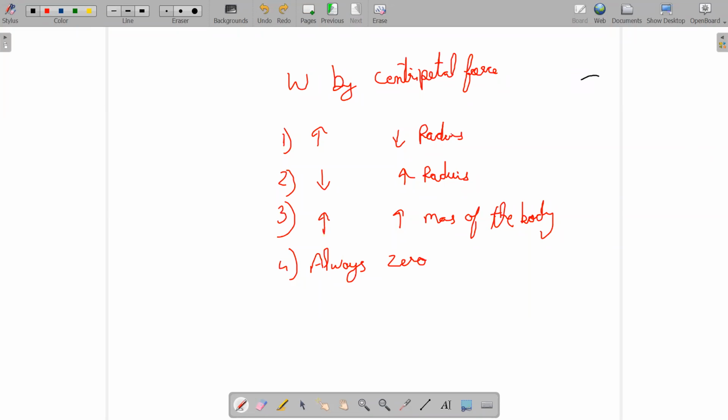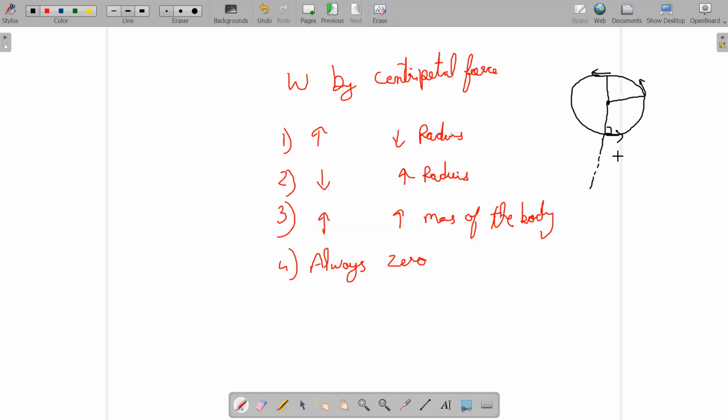So in a circular motion, if this is the circle, then the centripetal force always acts in this direction, right? In the radial direction. And if the body moves, the displacement of the body is in this direction. If the body is at this position, then the displacement is in this direction. If the body is in this position, the displacement is in this direction.